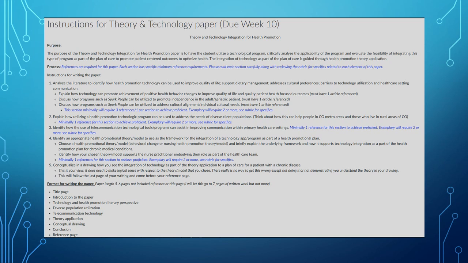1 reference for proficient, 2 references for this section, and it's not like it was in number 1 where you have to have 2 references for each bullet point. This section wraps in itself. So to get a proficient for this section, it's 1 reference for the whole thing. If you want an exemplary and you write this very well, then it would be 2 references, and they must be different references. They cannot be the same reference.